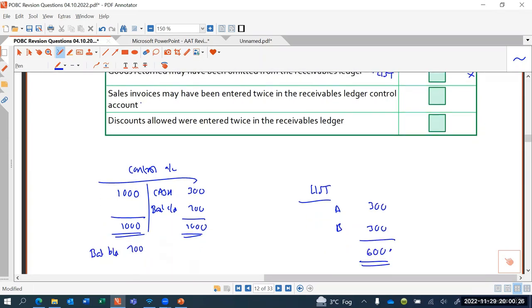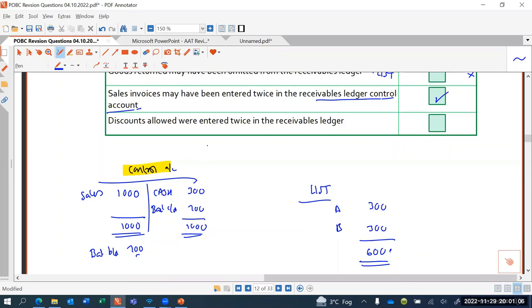Sales invoices may have been entered twice in the receivables ledger control account. Well, we're now into somewhere different, aren't we? We're now over here. Invoices may have been entered twice. If I'd entered invoices twice, what would happen? They were my sales invoices, weren't they? So if I put some invoices in and then I put them in again by accident, it would make the balance on that account too high. Well, that's exactly what the question's saying. What would explain this account balance being higher than the list? The fact you've put the invoices in twice would make the balance too high. So that is actually correct.